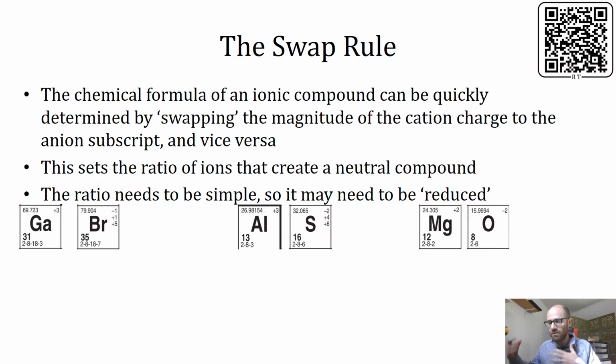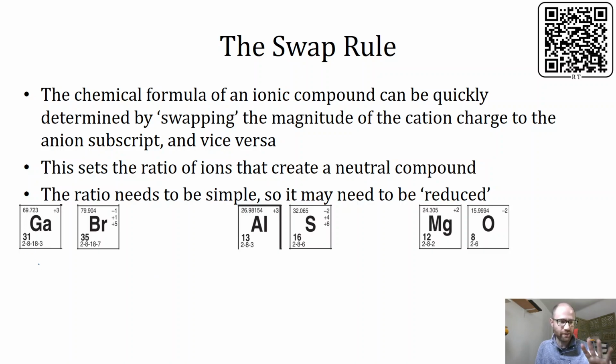Remember from the do now and from yesterday that if gallium is a 3 plus ion and bromine is a 1 minus ion, then you need 3 times as many bromines as you need galliums to make sure that the number of electrons transferred and the sum of all charges stays constant.